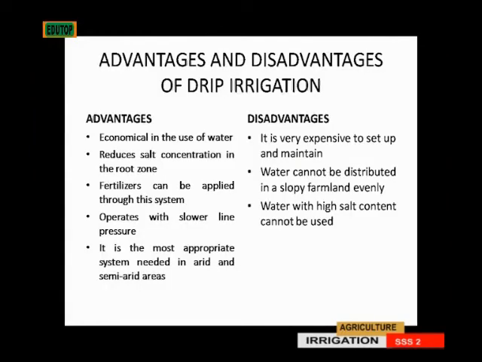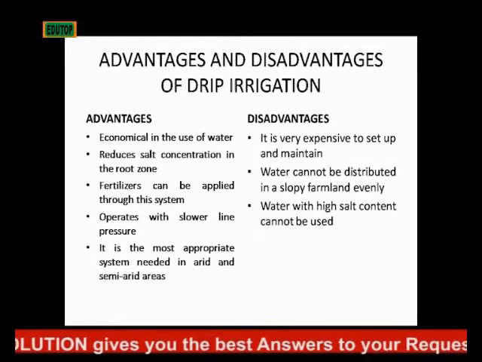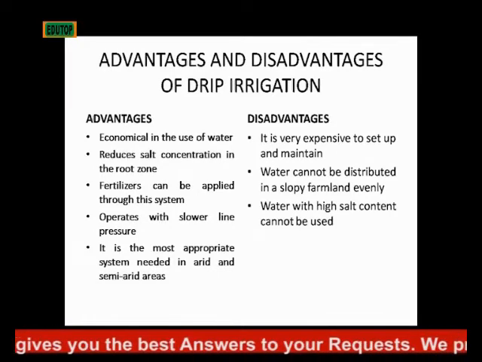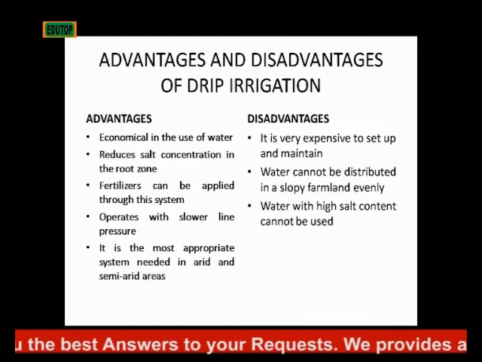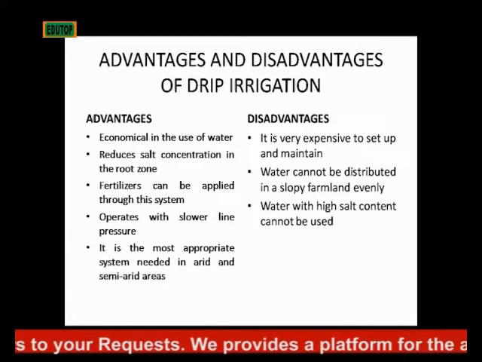Now, the advantages and disadvantages of drip irrigation. The advantages: first, it economizes the use of water, it reduces salt concentration in the root zone. Then fertilizer can also be applied through this system. It operates with slower line pressure. Then it is most appropriate in arid and semi-arid areas. That is where you have dryness.